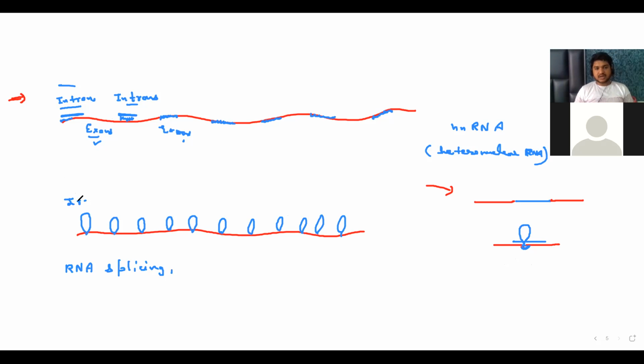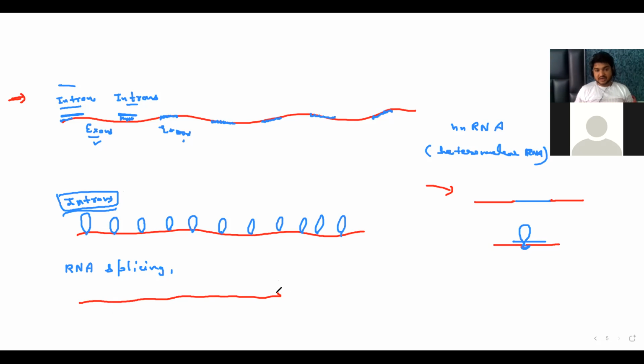Yes, because introns are non-coding. Introns mean they are not helping in the formation of protein, so these introns need to be removed. So we are removing them. This is known as the introns, and you are going to get only the red ones because these are removed now. So some processing has been done.